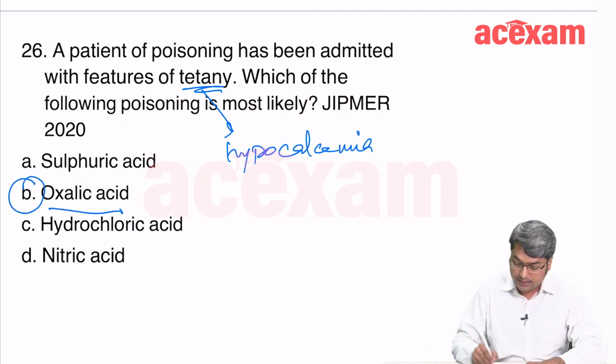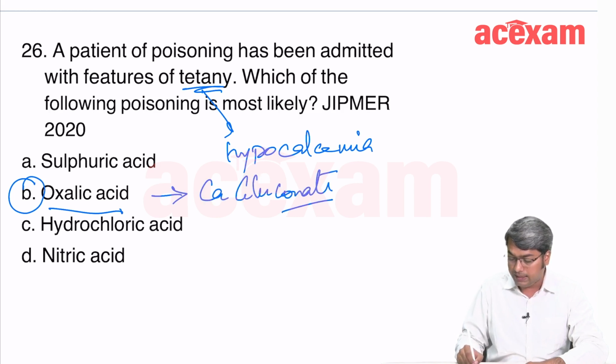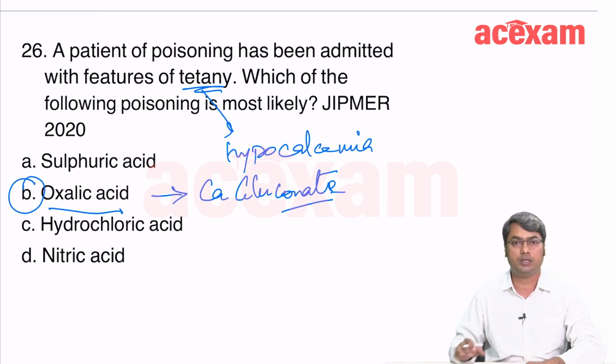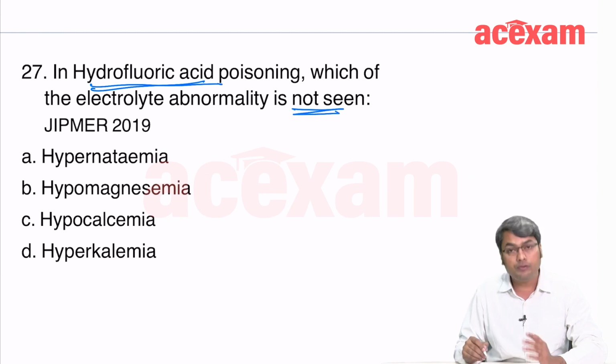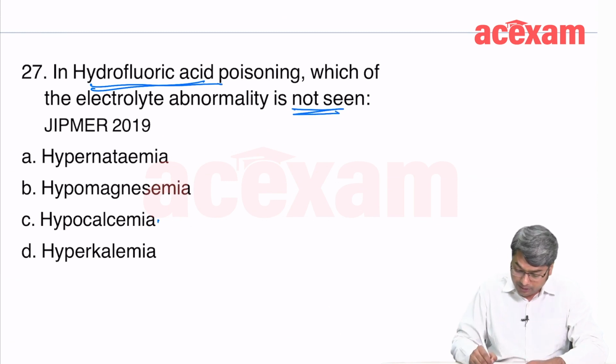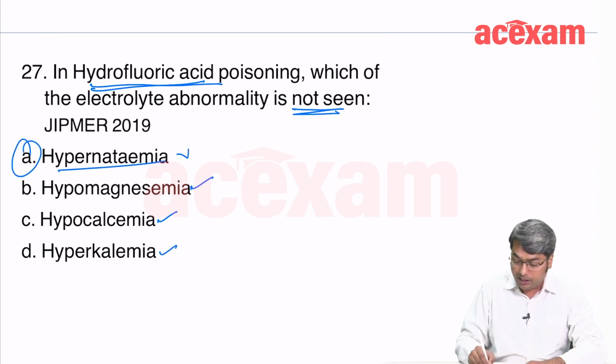So that is the answer in this case. The treatment of choice is calcium gluconate. That is given in case of oxalic acid poisoning. In hydrofluoric acid poisoning, which electrolyte abnormality is not seen? In hydrofluoric acid poisoning, we have hypocalcemia, we have hypomagnesemia, we have hyperkalemia, but we do not have hypernatremia.